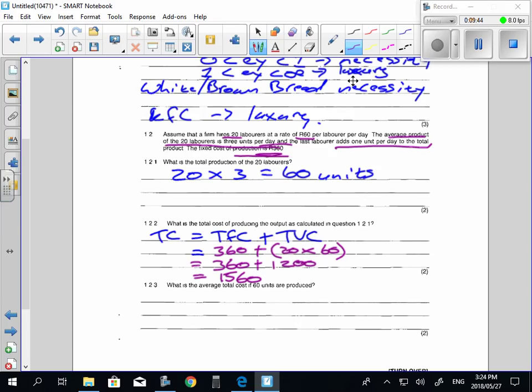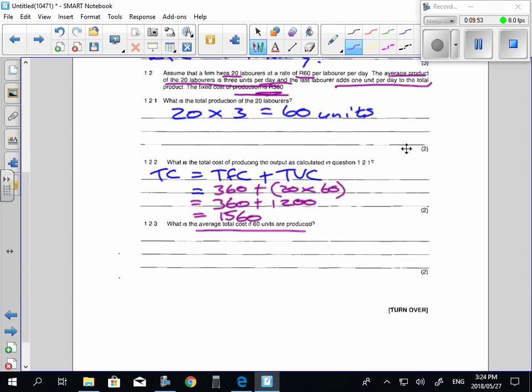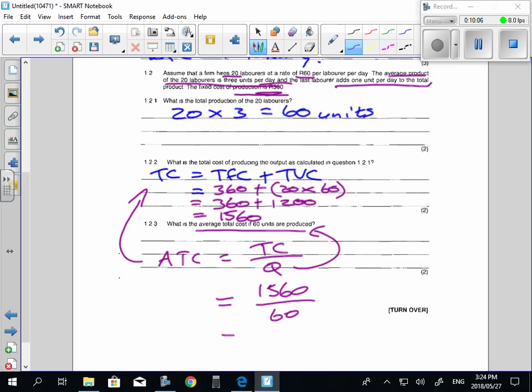Now, what is the average total cost if 60 units are produced? So what is average total cost? Average total cost is equal to total cost divided by quantity. We've already calculated our total cost, 1560, divided by, they're telling us what the quantity is, 60. So you should get an answer of 26 Rand. So it costs us 26 Rand to produce each unit of output.